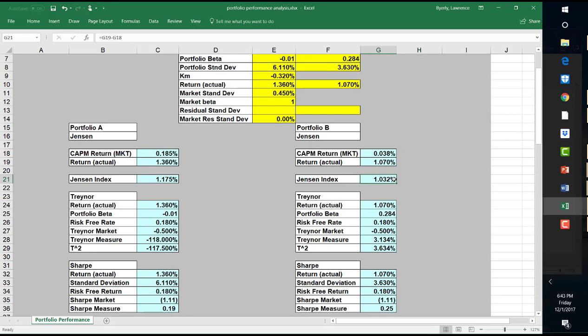Both are outperforming on a risk-adjusted basis. Both of them are doing better than the market. However, A is better than B.